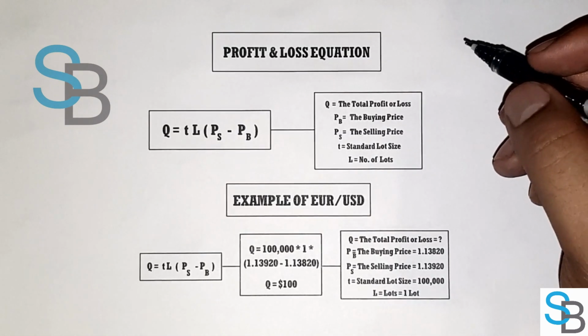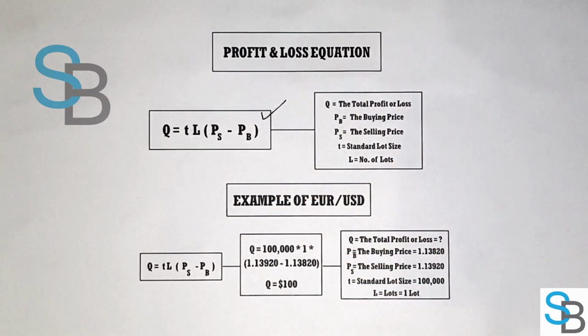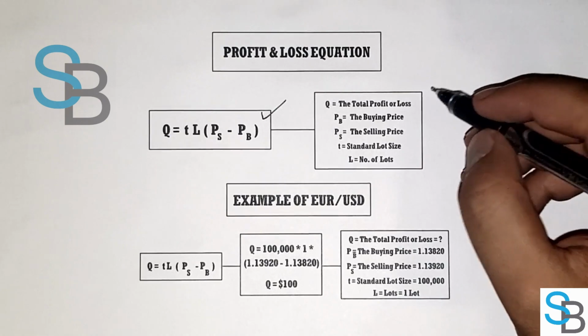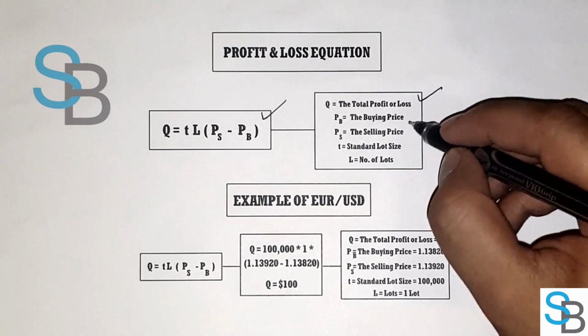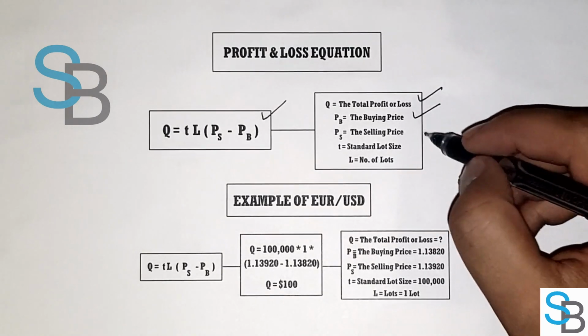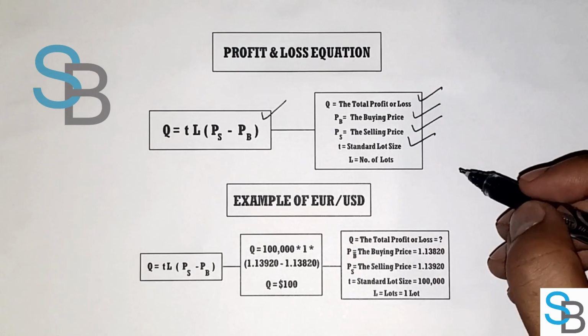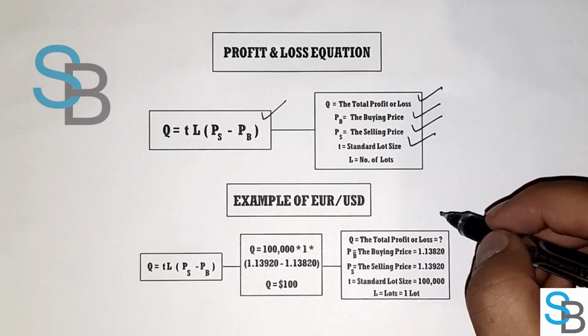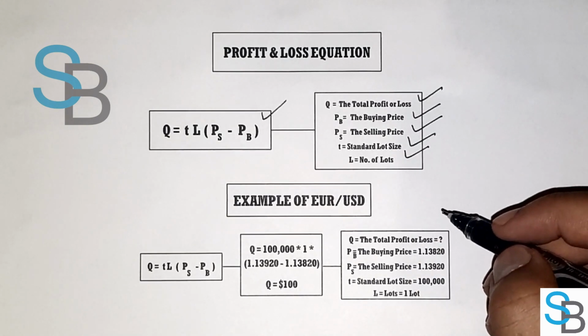One of the most important equations in the Forex market is the profit and loss equation. Let's break down the variables. Q is the total profit or loss we want to calculate. P sub B is the buying price. P sub S is the selling price. T is the standard lot size or 100,000 for Forex pairs. And L is the number of lots we have traded.